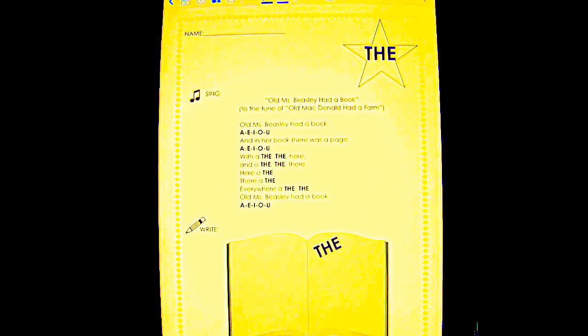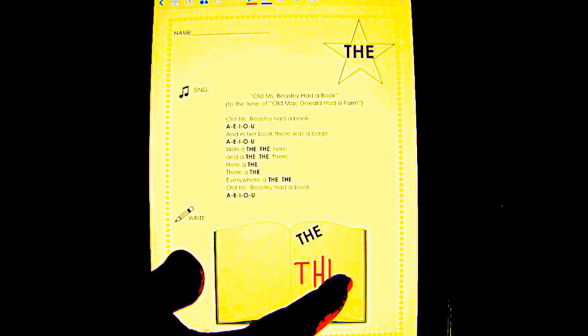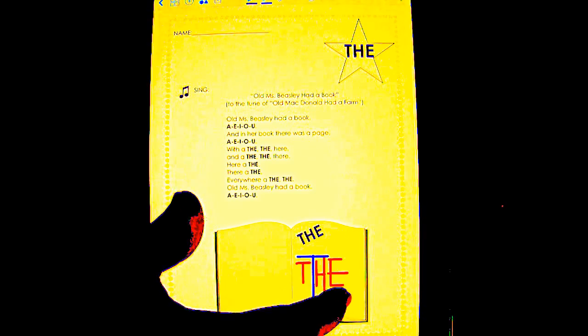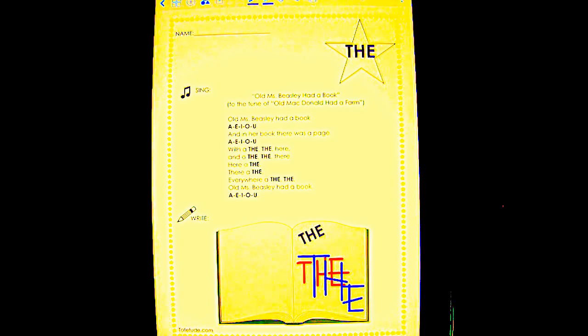Okay, so lastly, you have the song Old Miss Beasley Had a Book. You sing this together, and the child can then write the word the as many times as they want. They can write it as silly as they want. They can actually write it on top of the word. Again. Okay. And that's it. I hope that helps.